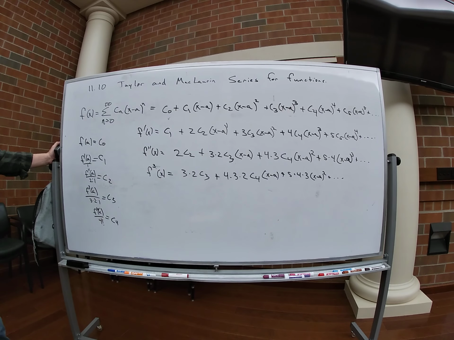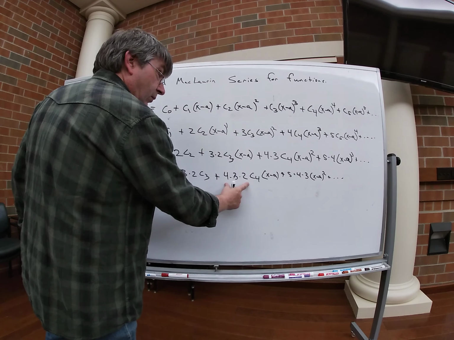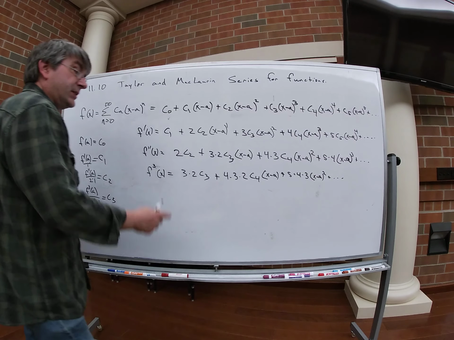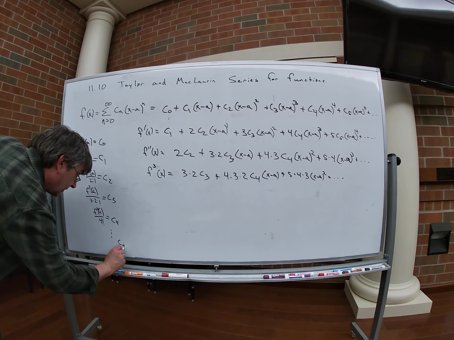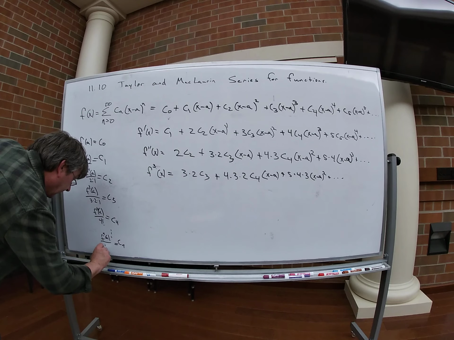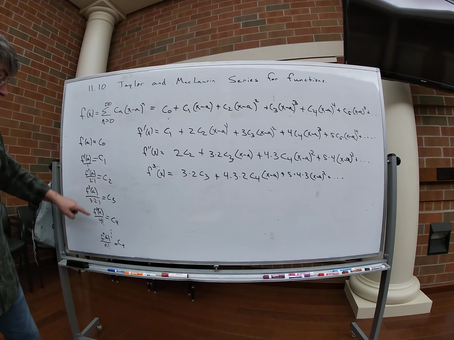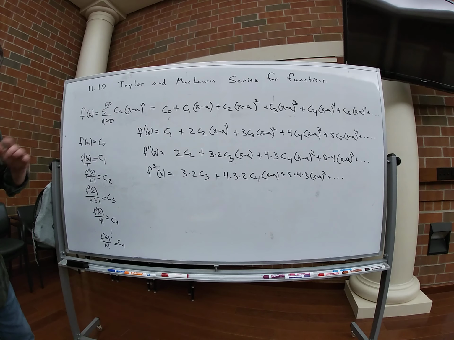Okay. All right, I'll bring down this, differentiate again. I'll just get 4 times 3 times 2 c4. x equal a will kill the rest, okay, etc. In fact, cn will be the nth derivative at a over n factorial. So this will work if I have a function that has infinitely many derivatives, if I can differentiate it infinitely many times.